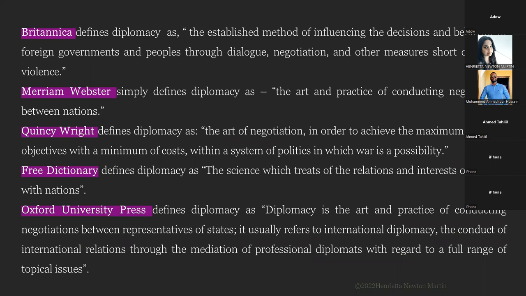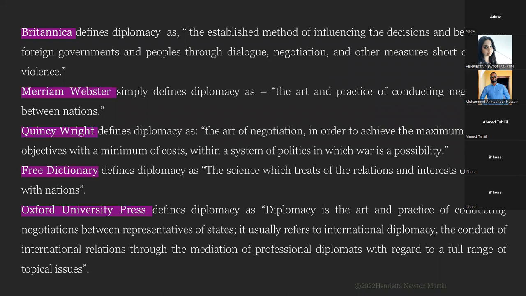Now, Britannica defines diplomacy as the established method of influencing the decisions and behavior of foreign governments and peoples through dialogue, negotiation, and other measures short of war or violence. Merriam-Webster has given a very short definition, but it says the art and practice of conducting negotiation between nations. Then we have the Free Dictionary, which says it is a science which treats of the relations and interests of nations with nations. Quincy Wright says that it's the art of negotiation.